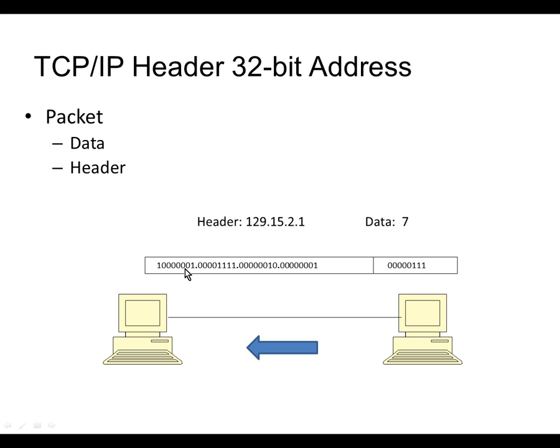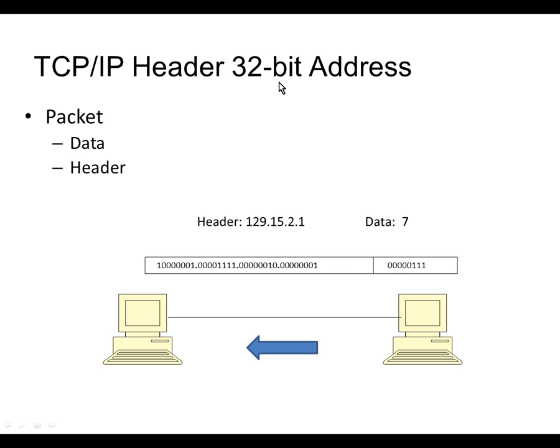129.15.2.1. The first octet, 1, 6 zeros and a 1, represents 129. The second octet, 4 zeros and 4 ones, represents 15. The third octet, 6 zeros, a 1 and a 0, represents 2. And of course you can see the last octet represents the value 1.